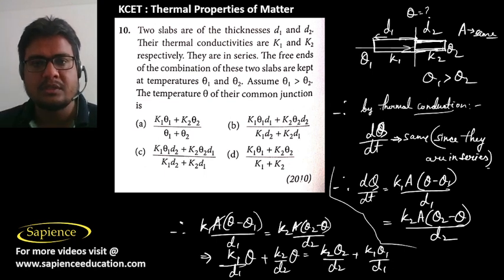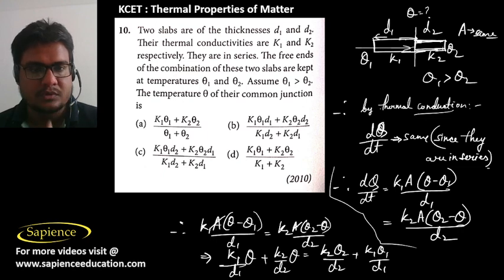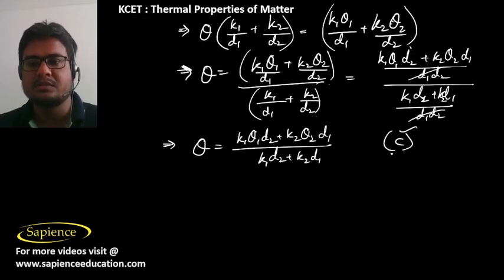k1 d2 plus k2 d1, k1 theta 1 d2 plus... okay, so option C is the correct answer. Option C is the correct answer.